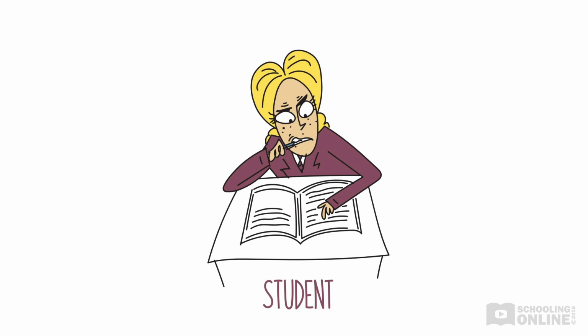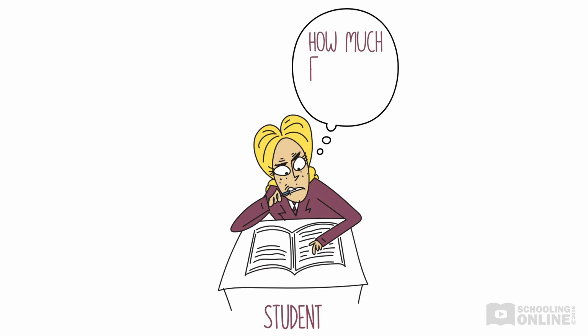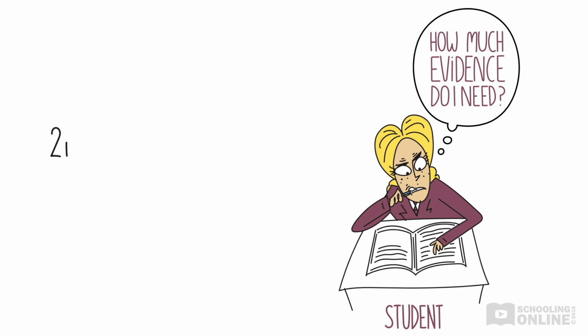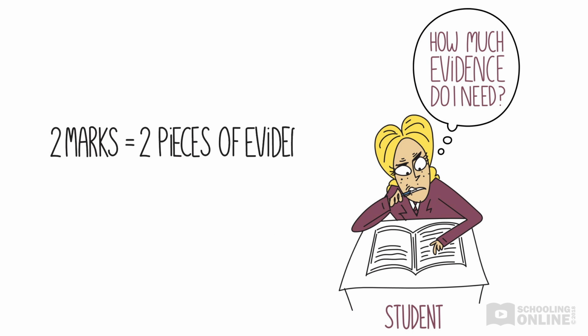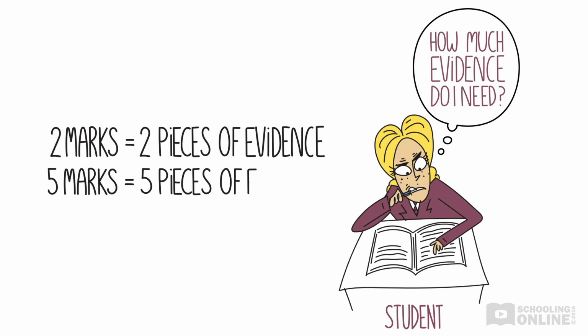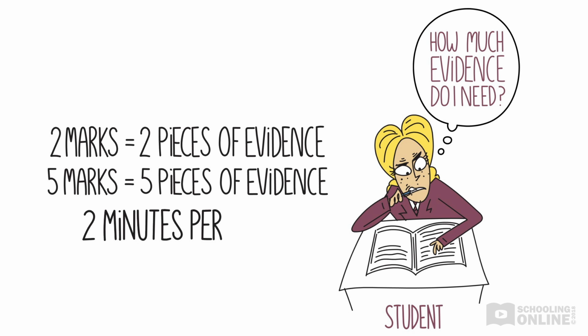As you do so, keep in mind how many marks each question is worth, because this is a loose guide as to how many pieces of evidence from each text you'll need. For example, if the question is worth 2 marks, you should have 2 pieces of evidence from the text. If the question is worth 5 marks, you should have 5 pieces of evidence. As you answer the questions, manage your time well by spending around 2 minutes writing for each mark. So spend 4 minutes on a 2-mark question, 8 minutes on a 4-mark question, and so on.